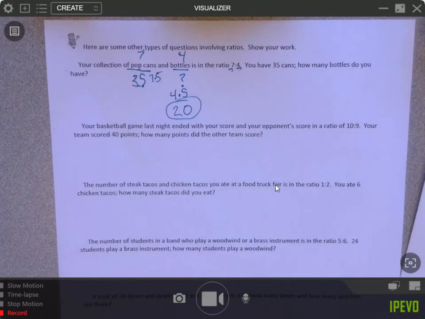So we're using the information we know about ratios and we're figuring out the answers to problems. It's not always going to be that super easy of how many white marbles to how many green marbles. We have to be able to use what we know with the information they're giving us to solve the problems. Our second question says your basketball game last night ended with your score and your opponent's score in a ratio of 10-9. Your team scored 40 points. How many points did the other team score?